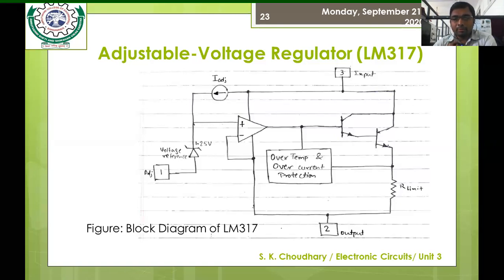So everyone please note down this block diagram that is displayed on the slide. This is a very simple and descriptive diagram. Then I will tell you the function, or what are the main features of this particular LM317. So I am giving you just 1 minute to note down this particular diagram.